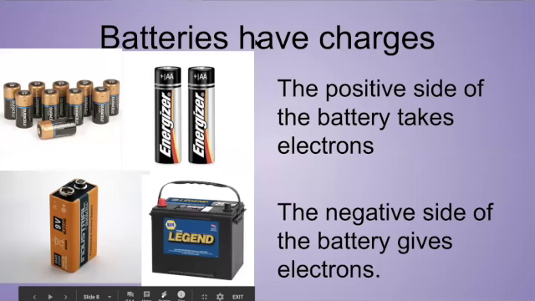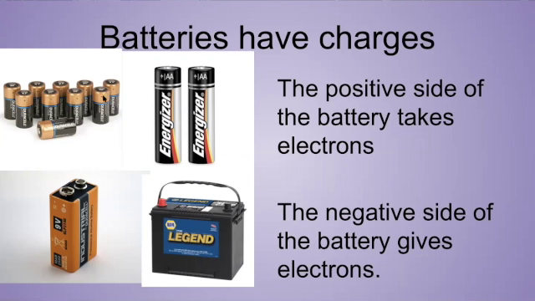Now, if you've ever looked very closely at a battery, you might notice that they have charges written on them as well. So the positive side of the battery takes the electrons, and the negative side of the battery gives the electrons. We'll talk more about that in a second, but first let's make some observations about these batteries. If we look at this battery over here, we can see a little plus sign on the copper side of it, and then the black side on the flat end would be the negative side of the battery.